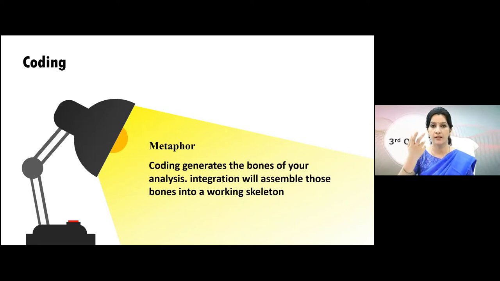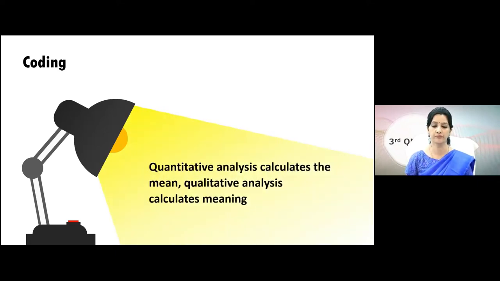So codes are the small fragments of bones, and the integration of those bones will assemble into a working skeleton. When you integrate those codes, it makes a working skeleton, and then you do the write-up. So this is one metaphor to define the coding process. Again, we say this metaphor also: quantitative analysis calculates the mean, while qualitative analysis calculates the meaning. This is also very important, and we have said this earlier also.